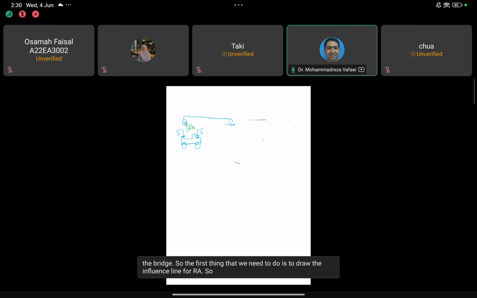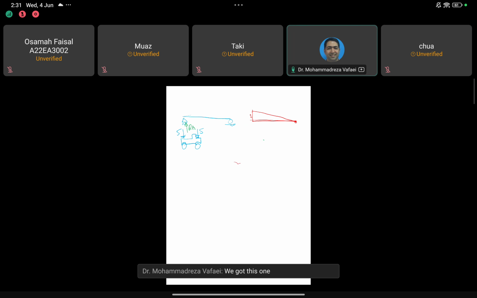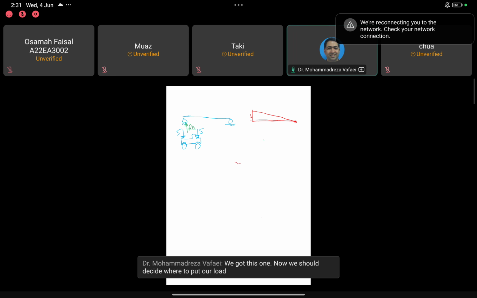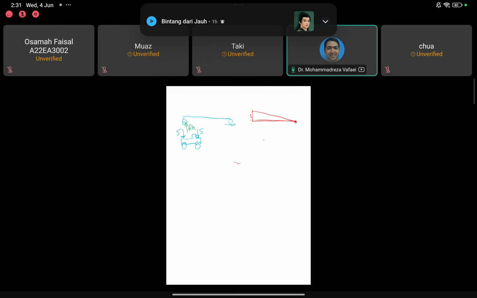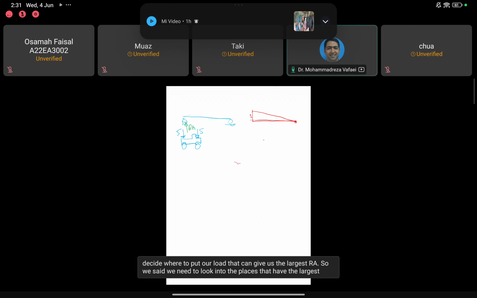So this is the influence line for RA. It is 1 at the beginning and 0 at the end. So we got this one. Now we should decide where to put our load, the one that has the largest height of influence line.